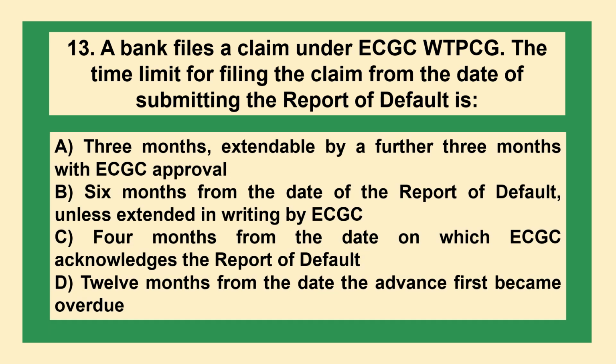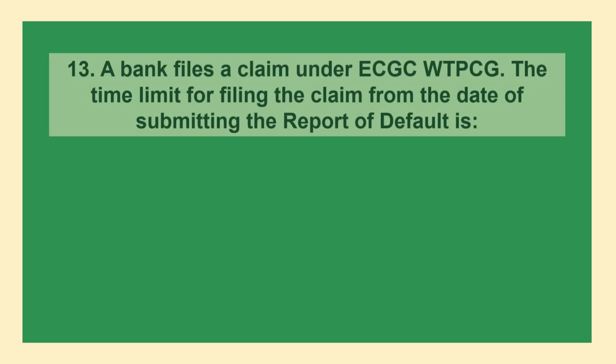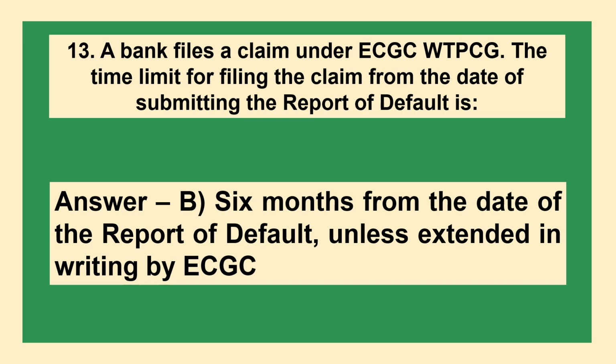The bank files a claim under ECGC WTPCG. The time limit for filing the claim from the date of submitting the report of default is: option A, 3 months extendable by a further 3 months with ECGC approval. B, 6 months from the date of the report of default unless extended in writing by ECGC. C, 4 months from the date on which ECGC acknowledged the report of default. D, 12 months from the date that the advance first became overdue. The answer is option B, 6 months from the date of the report of default unless extended in writing by ECGC.